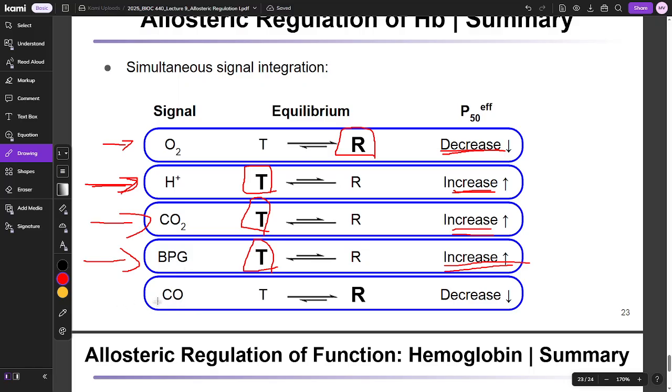And this one is the weird one. Carbon monoxide actually stabilizes the R state. So it actually makes it more likely to bind oxygen, and it increases the affinity for hemoglobin. I keep messing that up. It decreases the P50, meaning less oxygen is required to reach 50% max occupancy.